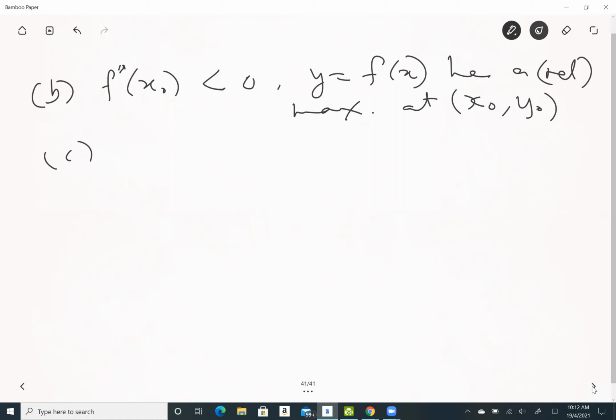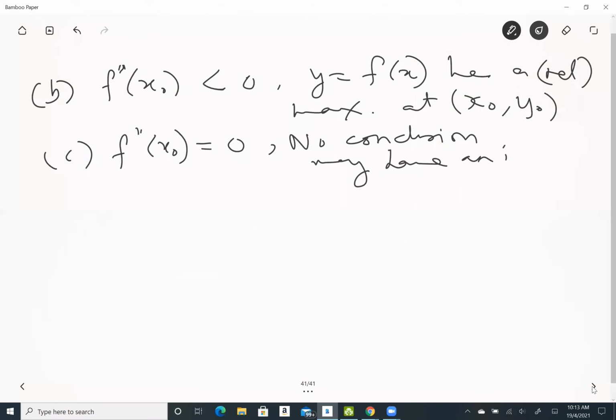Now, the third possibility, you may have f double prime at x zero equal to zero. Here we cannot conclude. So there is no conclusion. It will not be a maximum; we may have an inflection point. Inflection point, we are not going to cover, because it's not a maximum or minimum, so it doesn't serve our purpose for application. So case number three, we don't do. We're interested only in the first two cases, whether you have a maximum or minimum.